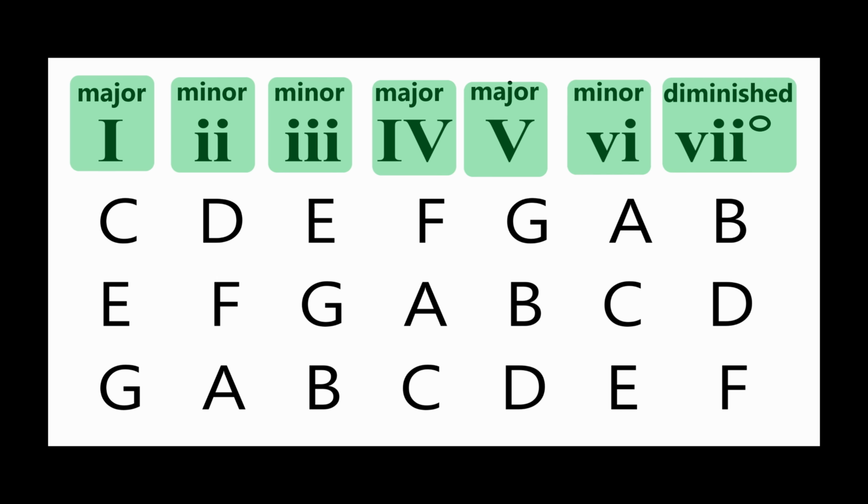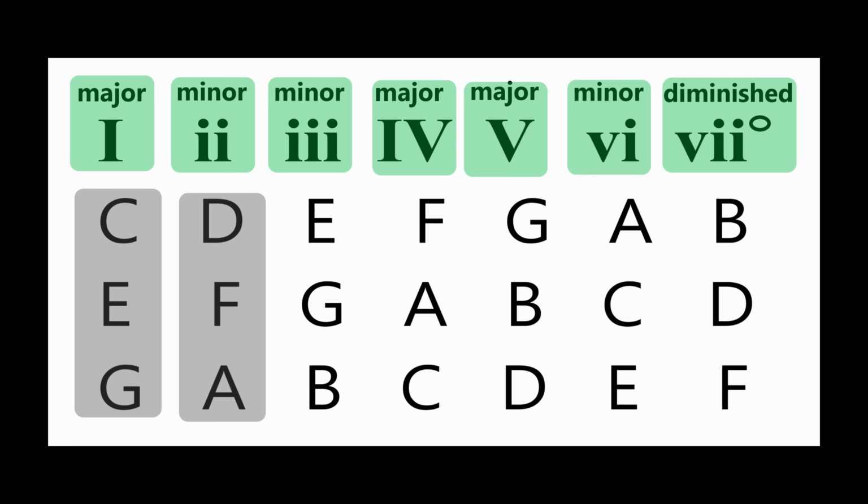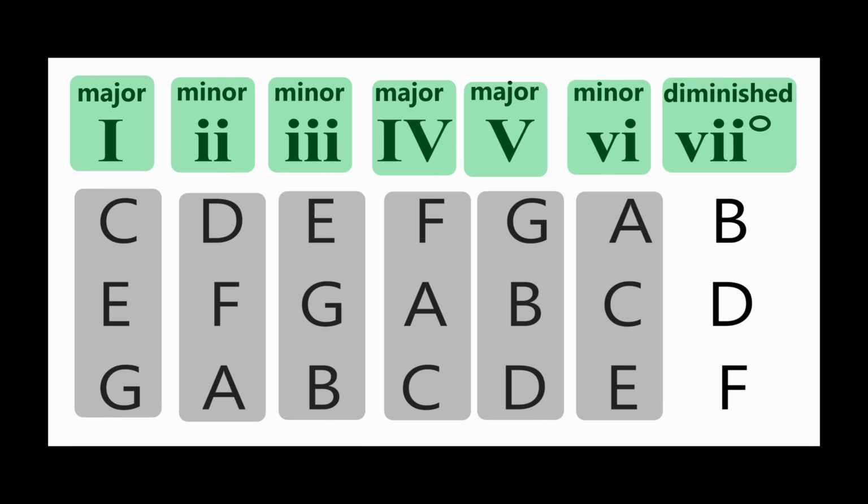So if you're putting some chords together for your next hit song, if you're in key of C, your options would be the C major chord, the D minor chord, the E minor chord, F major, G major, A minor, and the B diminished chord. You can put all those chords in any order you want to create your next tune.